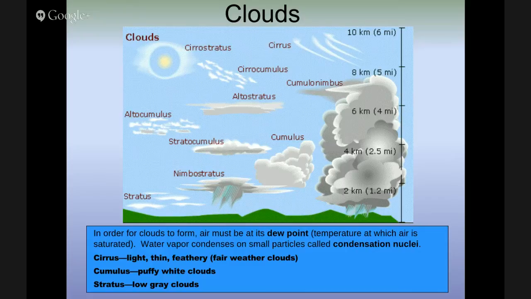All right, the four clouds I want you to remember are cirrus, cumulonimbus, cumulus, and stratus. In order for clouds to form, air must be at its dew point. A dew point is the temperature at which air is saturated, and water vapor condenses on small particles called condensation nuclei.